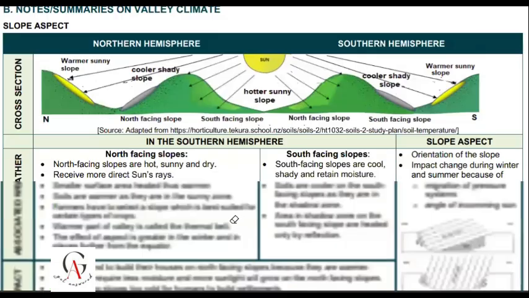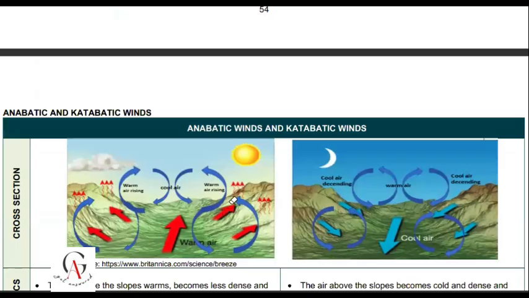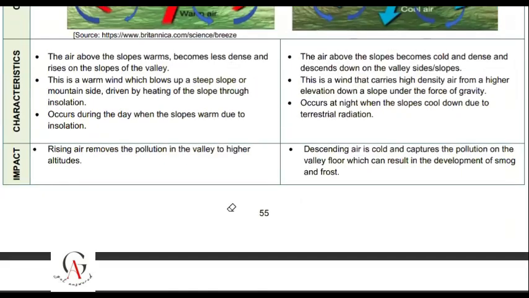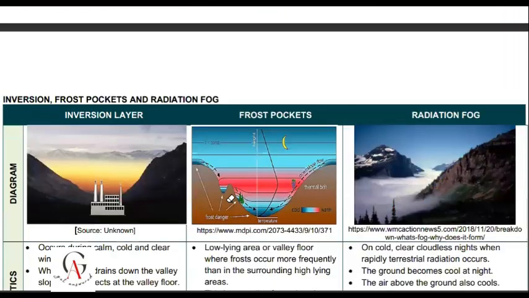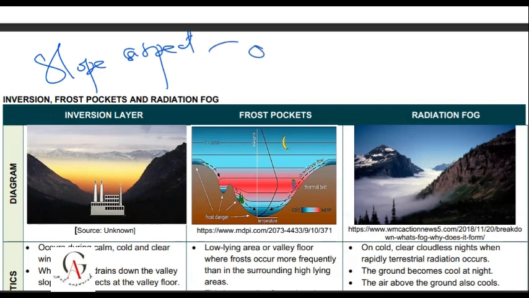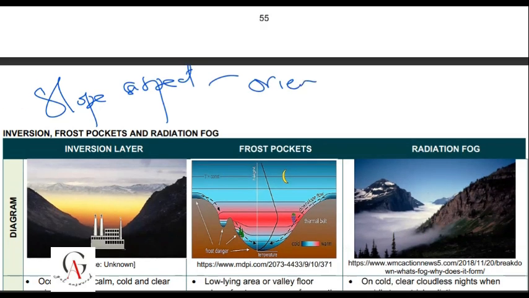On valley climates, we want to focus on slope aspect, and on the anabatic and the katabatic winds. What you should note with these, we just want to summarize them as quickly as possible. We do have what we call slope aspect. What is it that we call a slope aspect? When we're talking of slope aspect, we are looking at the orientation of the slope. What is orientation? Where is the slope facing?